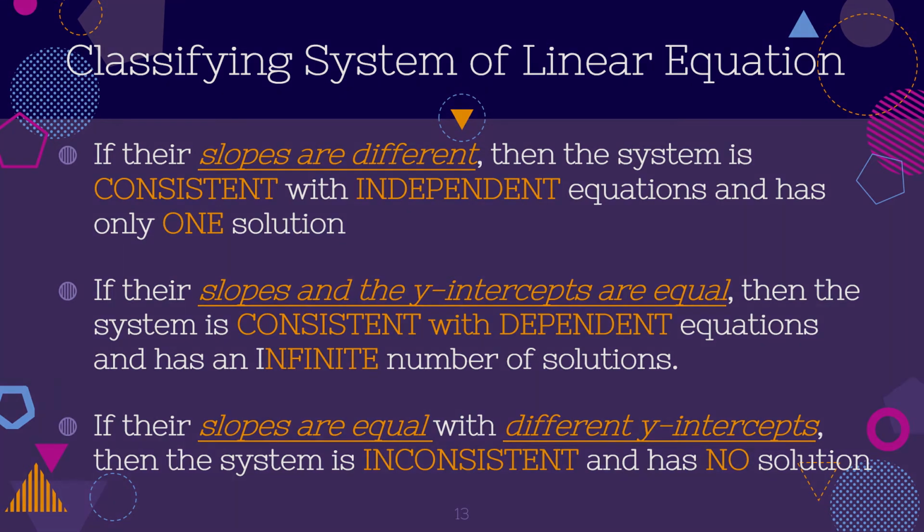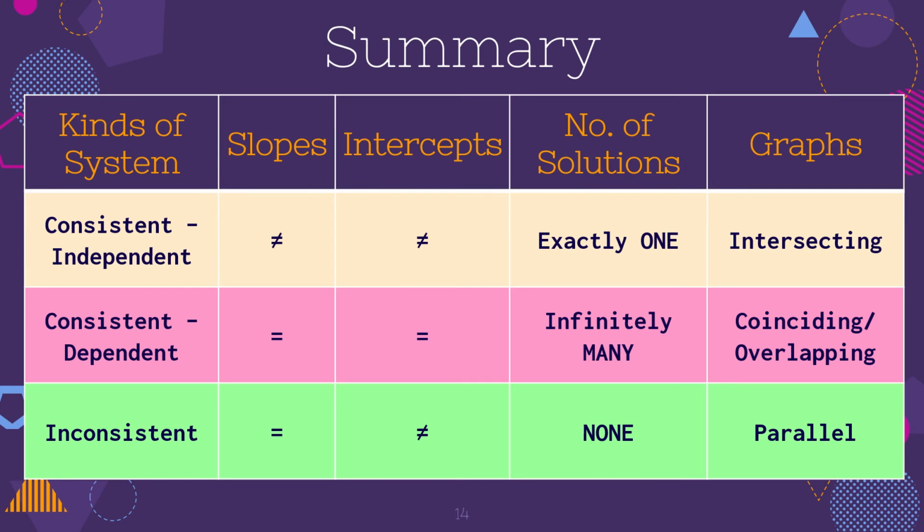Okay, let's continue. In summary, we can use this table to easily understand how we're going to classify the system of linear equation in two variables. We have different kinds of system: consistent independent, consistent dependent, and inconsistent. First on our list is consistent independent. The slope is not equal, as well as their y-intercept is also not equal. Therefore, you only have exactly one solution and their graph is intersecting.